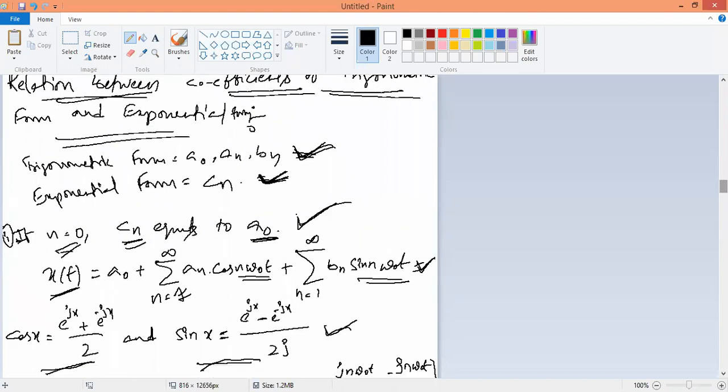Okay, now for deriving the relation between a naught to cn, an to cn, bn to cn. Now see here.